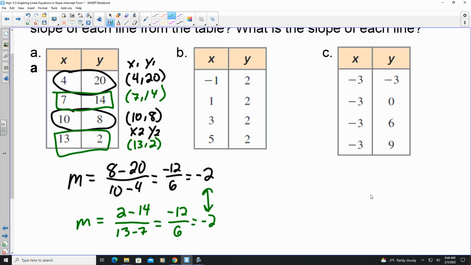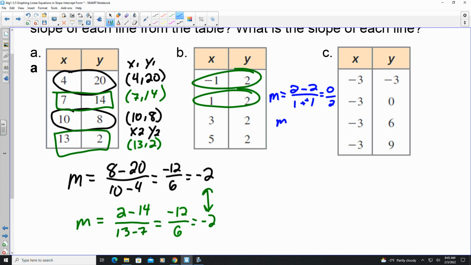All right, same thing goes for example B. Just pick two. So if I pick this one and this one, utilizing the slope formula, I'm going to have m is equal to, I'm sorry, positive 2 minus 2 divided by 1 minus a negative 1. This equals 0 over 2. I get a slope of 0.